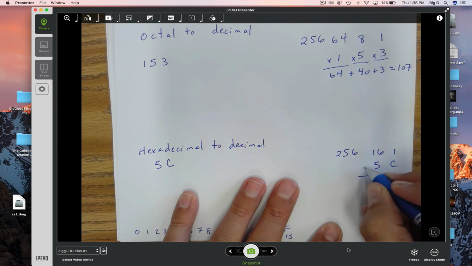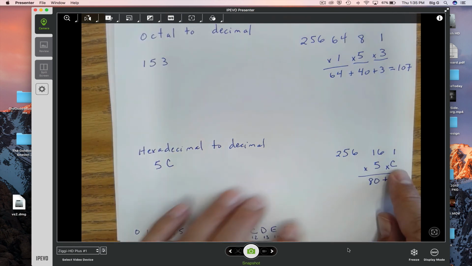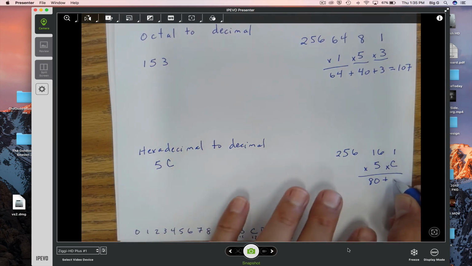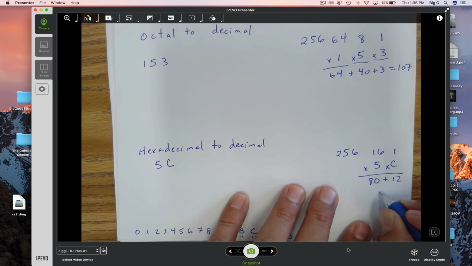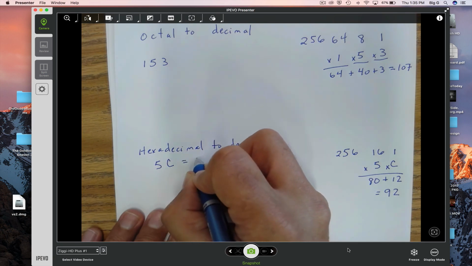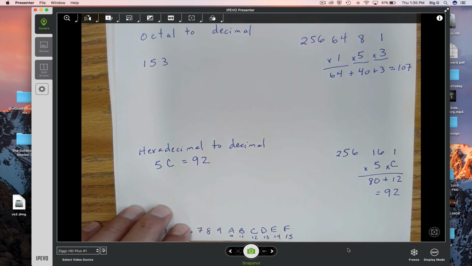And just like before, I multiply straight down. 5 times 16 is 80. And I have to add, well, what is 1 times C? Well, C represents 12. So 1 times 12 is 12. If I add those together, I get 92. So 5C in decimal is 92.